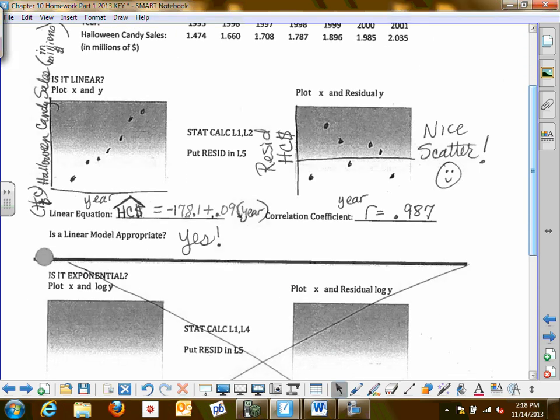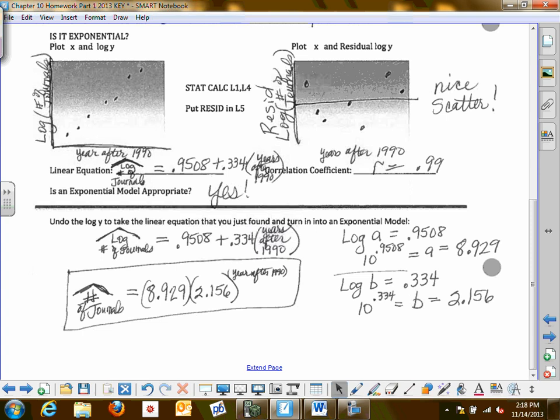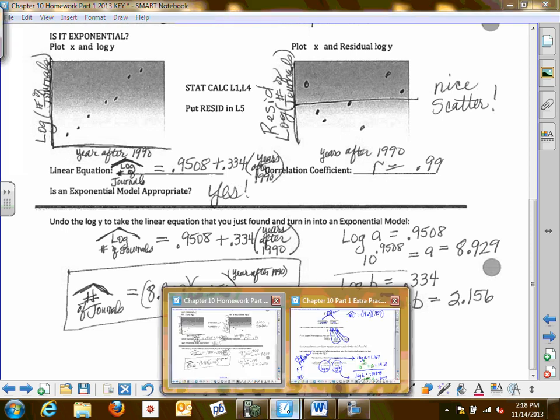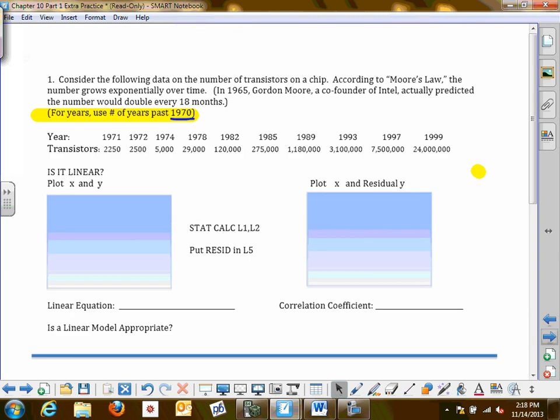So did you even go forward with that? No. But our number 4 was better in an exponential model. So I want you right now to first undo all of those logs and put them in their exponential form. And then your assignment for today is this here. You have 3 problems. Now I want to tell you real quickly a couple of things about that.